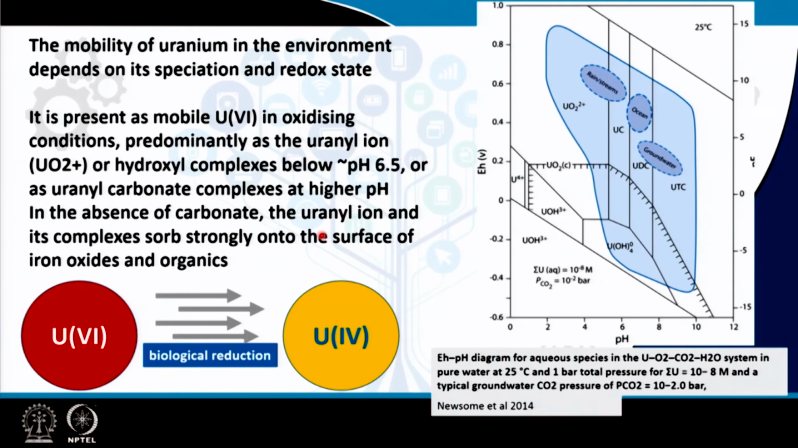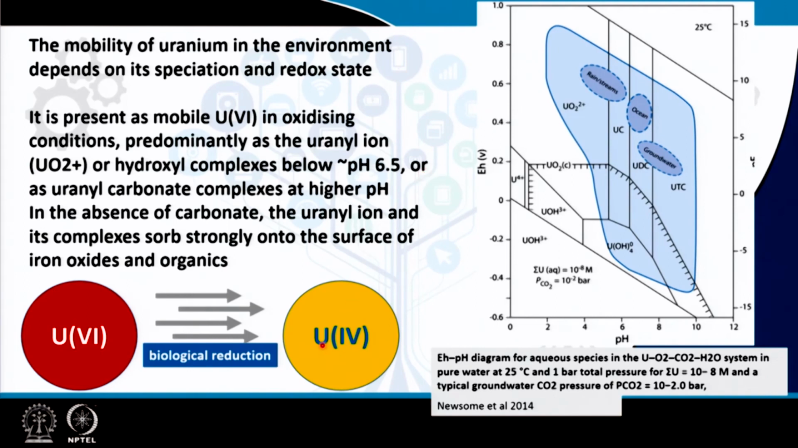Now, with respect to uranium again, as we have seen with respect to chromium, the mobility of the uranium in the environment depends on the speciation and the oxidation state. It has two very common oxidation states, uranium 6 and uranium 4. Uranium 6 in oxidizing conditions is predominantly in the form of the uranyl ion UO2 2+ or hydroxyl complexes. With a pH close to 6 or below, we can expect mostly the uranium 6 uranyl ion UO2 2+, or it may form some uranyl carbonate complexes at higher pH. As we move into the higher pH, it forms the uranyl carbonate complexes.